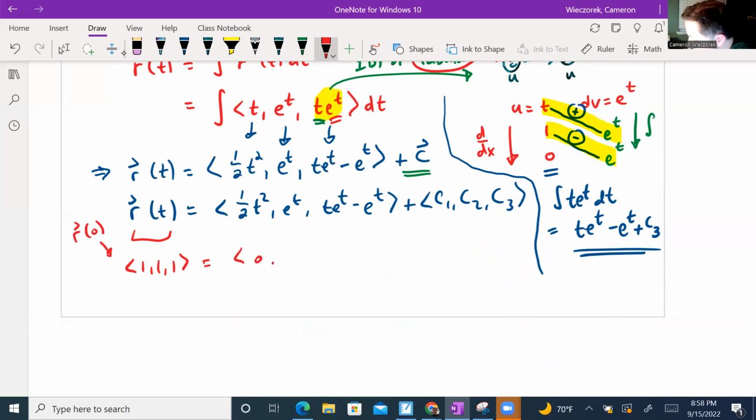So I'm going to get 0. E to the 0 would be 1. 0 times e to the 0 would be 0 minus e to the 0. 0 minus 1 would be -1 plus C1, C2, C3.